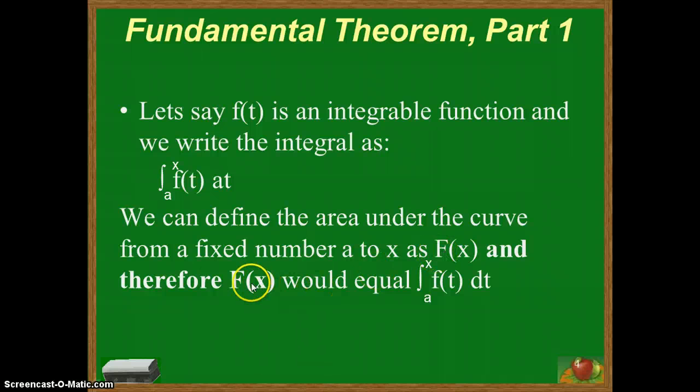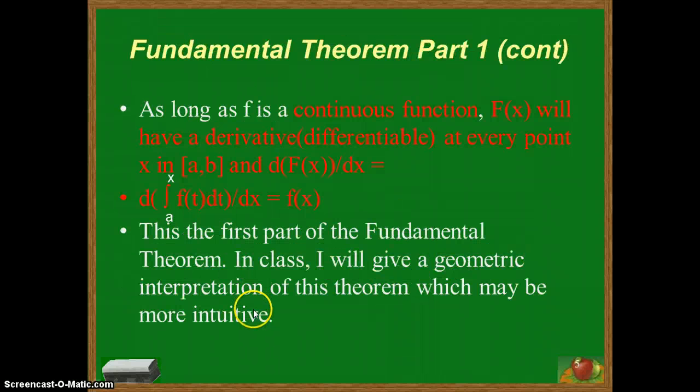And therefore, the antiderivative F of x would simply be equal to the integral of f of t from a to x dt. Actually, this should be a dt here. That's a typo. As long as f is a continuous function, F of x will have a derivative, meaning it's differentiable, at every point x in the closed interval ab. And the derivative of F of x is equal to the derivative of this integral from a to x of f of t dt. And that will equal f of x.